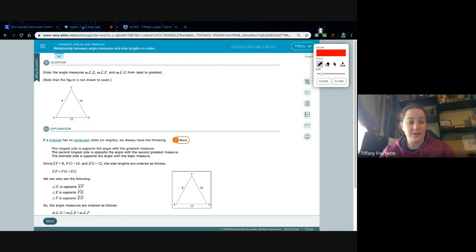I'm going to click clear because I started writing on that one. The longest side is opposite the angle with the greatest measure. The second side is opposite the angle with the second greatest measure, and the shortest side is opposite the angle with the least measure. So it's just a relationship we see.